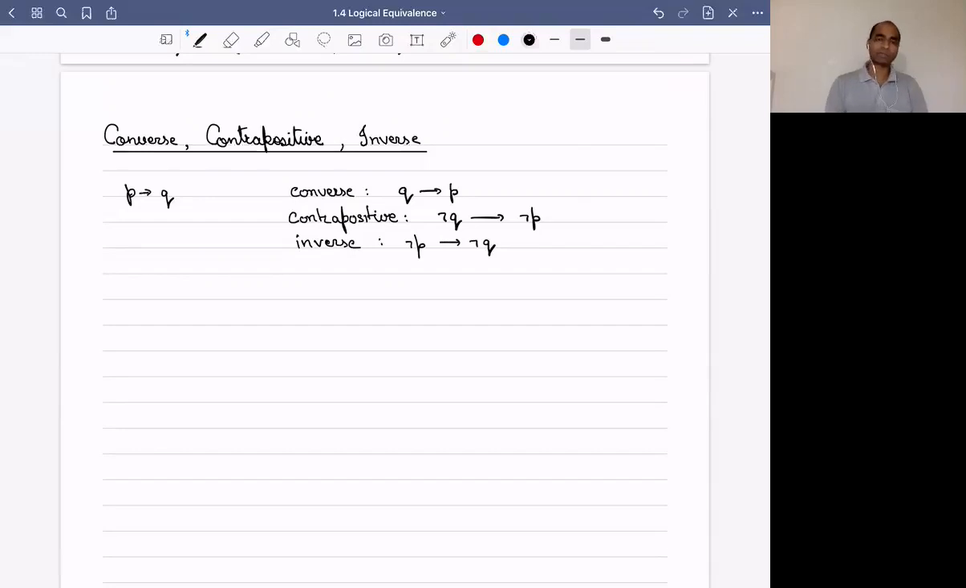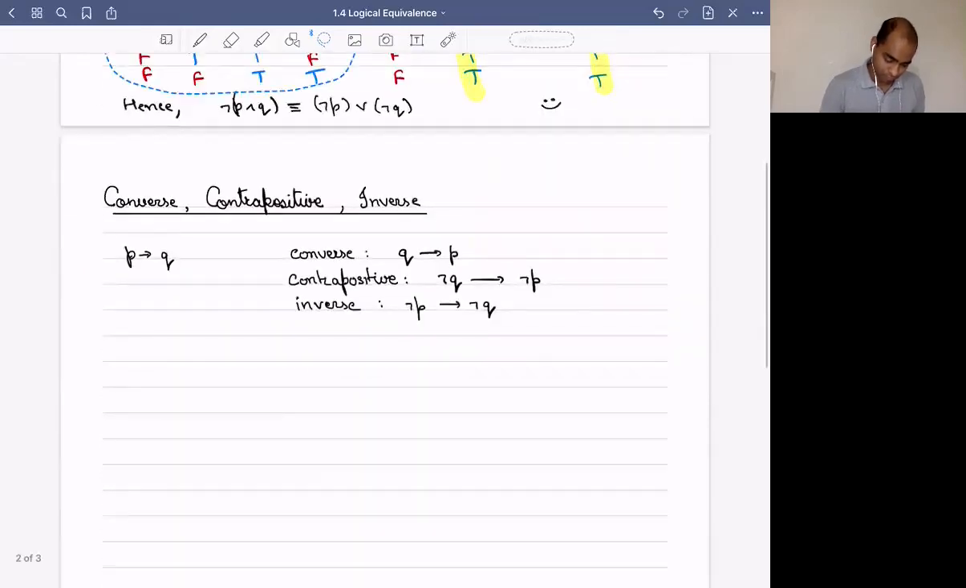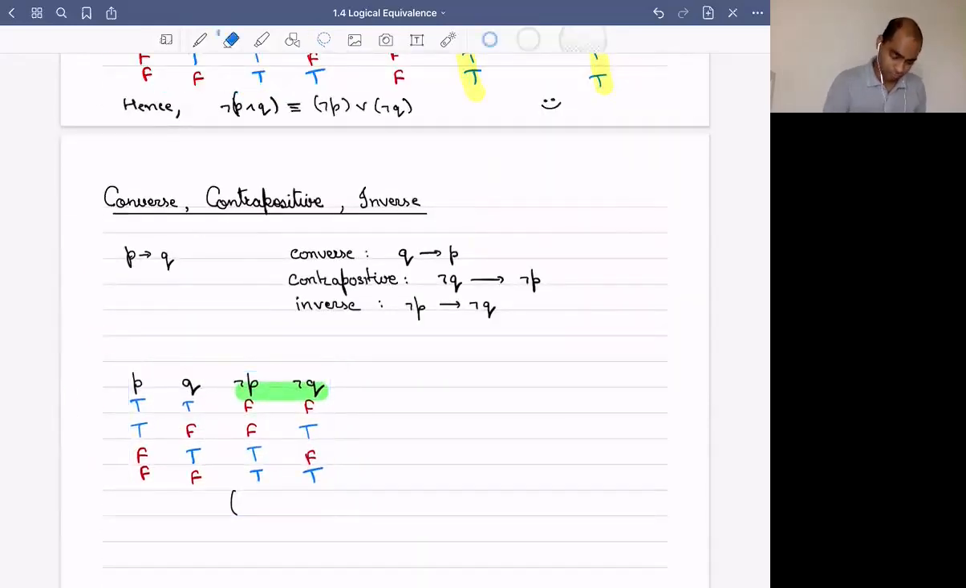Okay, so now I'm going to patiently build the truth table for P implies Q, the converse and the contrapositive, and you'll see what's happening. Now here, the propositions I need are P and Q, and not P and not Q. So maybe I'll just copy these from the previous truth table. All right, that was convenient. So now I'll build P implies Q, Q implies P, and not Q implies not P.